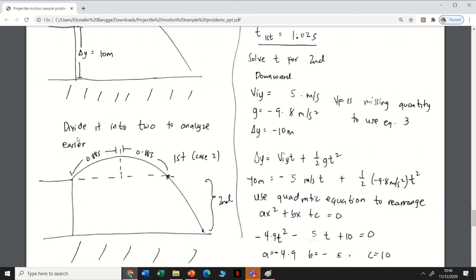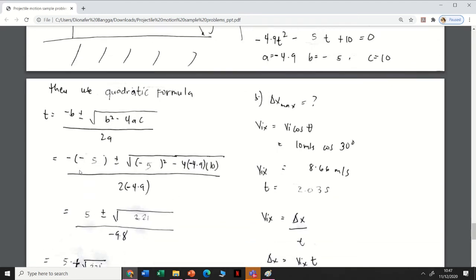Where did I get that plus 10? We just transpose it to the other side so that all of them are found on one side only. So it would become plus 10, and we would be equating it to 0. So that equation, patterned to the quadratic equation, would give us negative 4.9 t squared minus 5t plus 10 is equal to 0. And with that, you can already identify which one is the A, B, and C. Why do we need that? Because you need to find which one is A, B, and C in order to substitute it into the quadratic formula. So which one is our A?